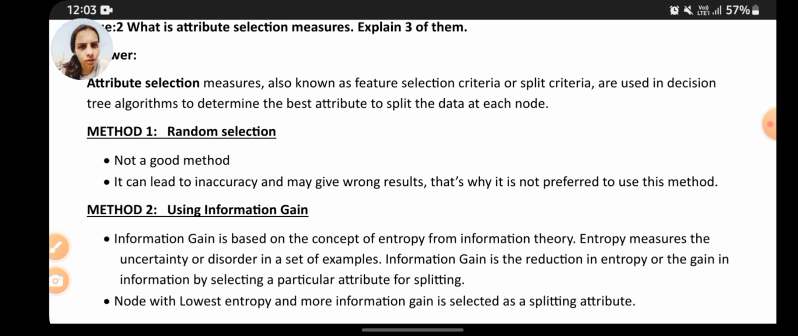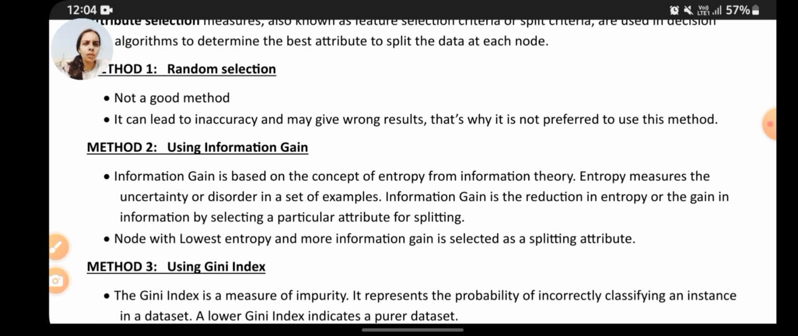The first method is random selection. This is not a good method. It can lead to inaccuracy and may give wrong results. That's why it is not preferred to use this method. So random selection is basically not a good method.